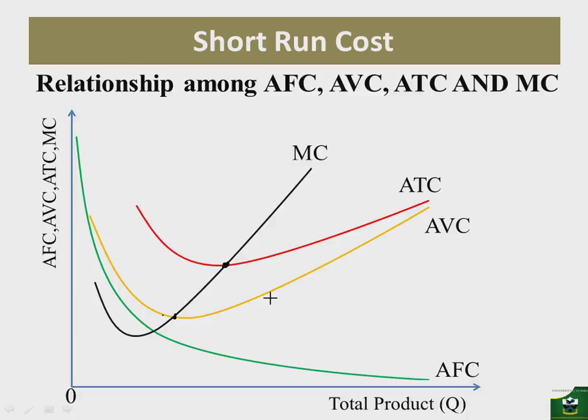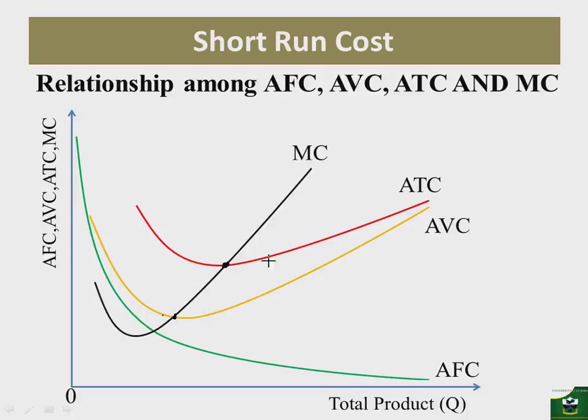So the marginal cost curve meets the two curves at their minimum, and the marginal cost curve cuts both the average variable cost and the average total cost from the bottom. That is, it comes from down, cuts, and then goes up. Secondly, when the marginal cost curve is below the average total cost, then the average total cost will be falling.